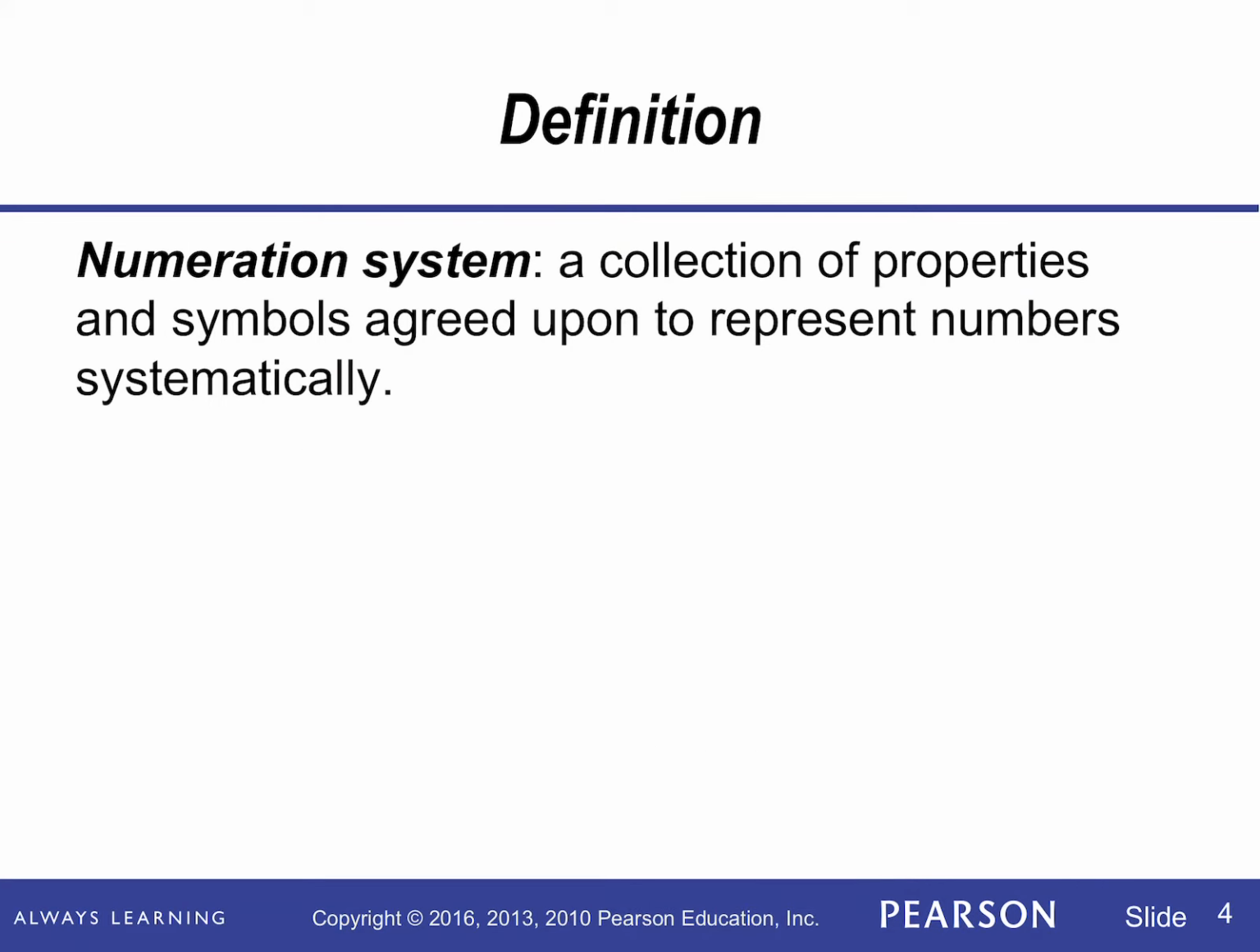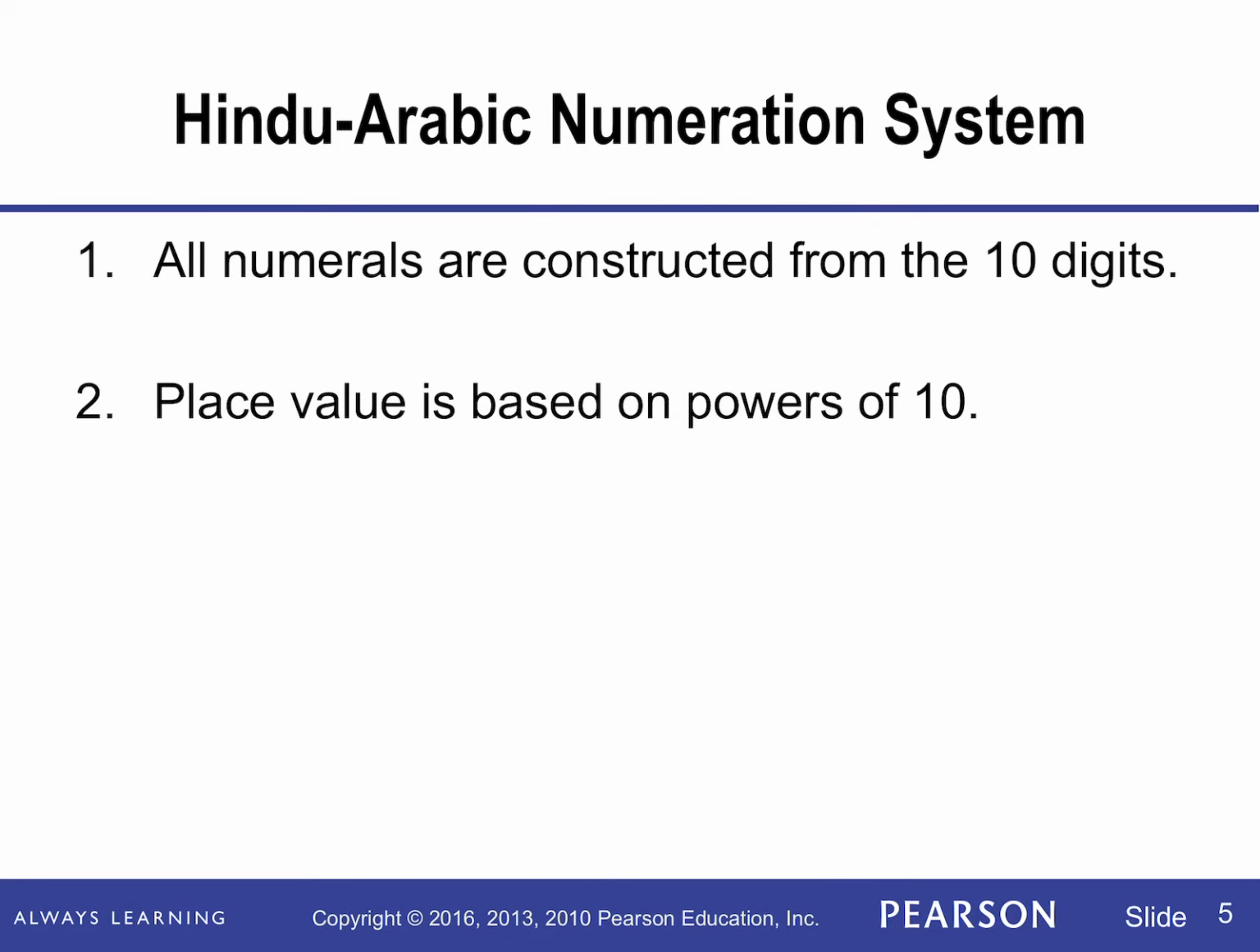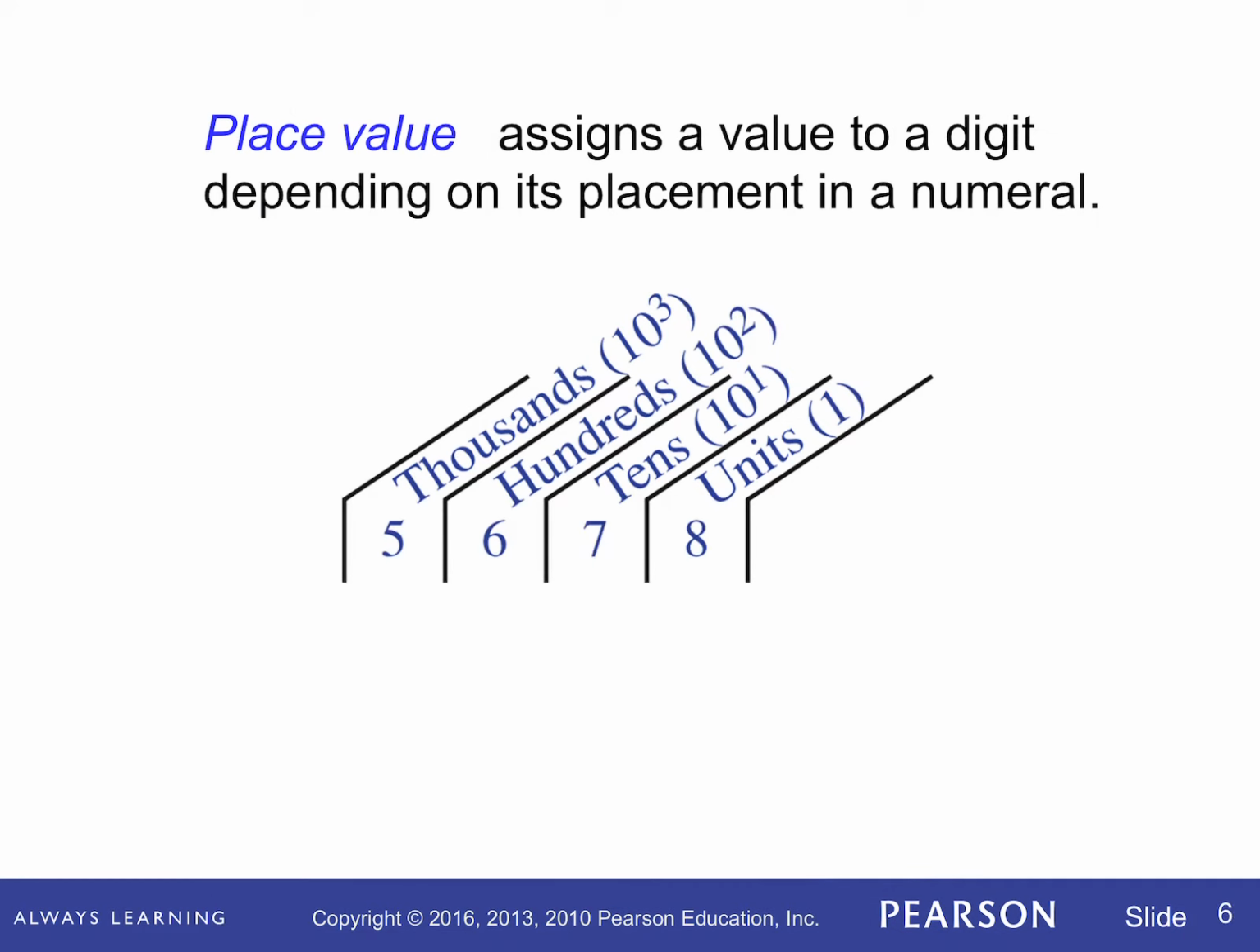Okay, so what do I mean when I say numeration system? It's just a collection of properties and symbols that we've agreed upon to represent numbers systematically so that everyone knows what we're talking about when we write down these digits. In the system that we are used to, the Hindu-Arabic system, all numerals are constructed from the 10 digits. So we have 0, 1, 2, 3, all the way up through 9. And our place value is based on powers of 10.